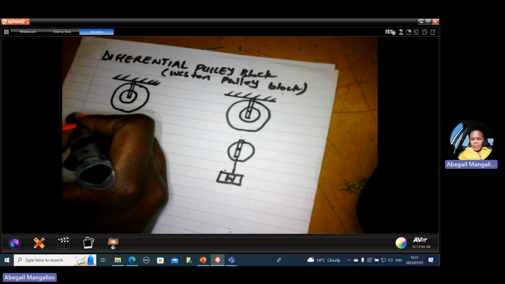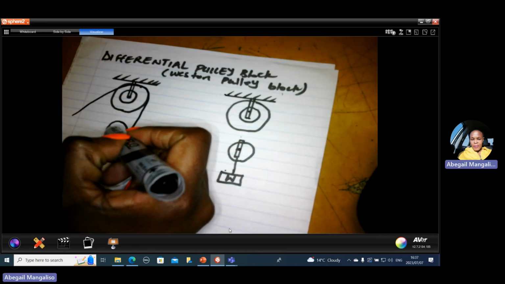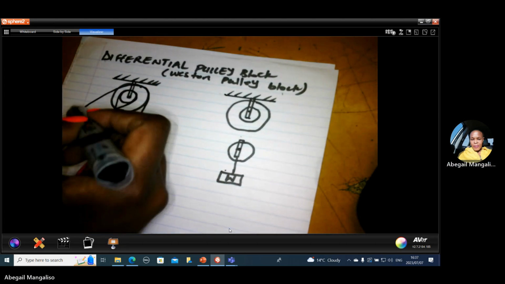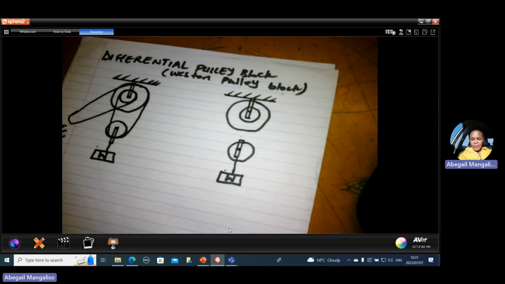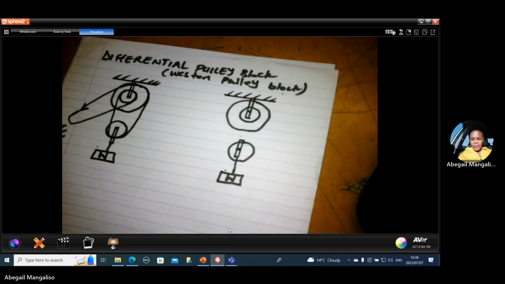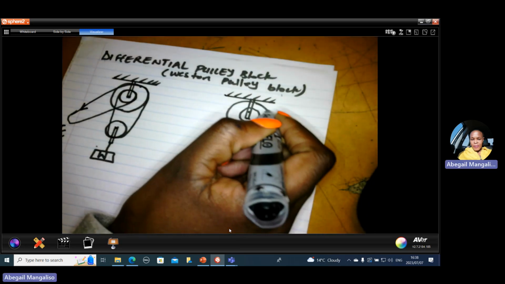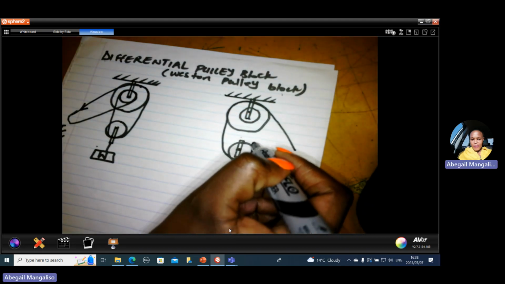So the rope, you attach it there. It goes on the lower pulley. It goes on the upper smaller pulley. Then the effort will be applied there, and label it as E for effort. Then we'll be pulling in that direction. You can also do it that way. It goes over the larger pulley on the bottom pulley.